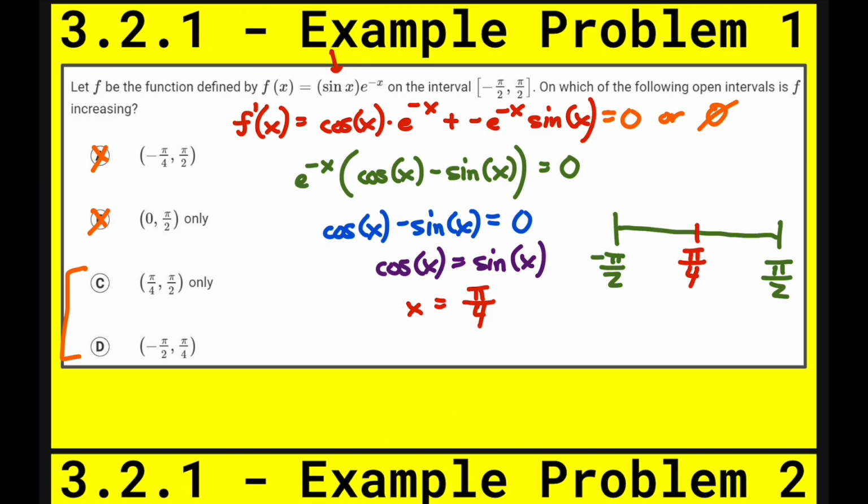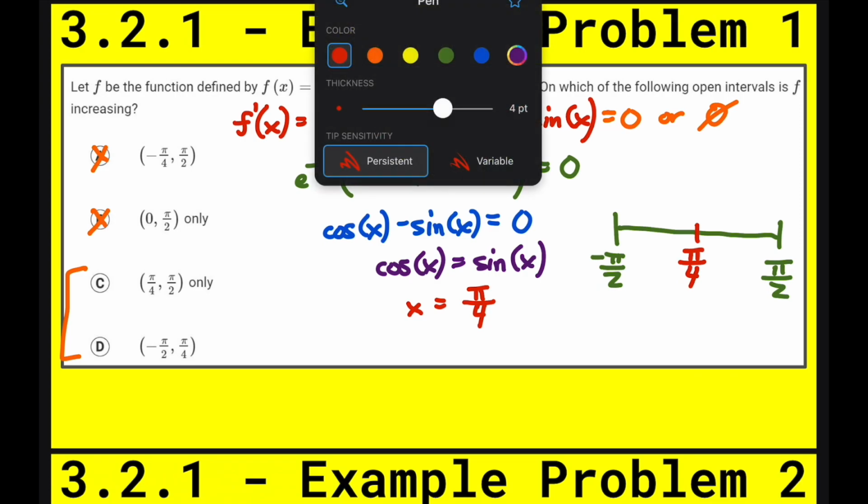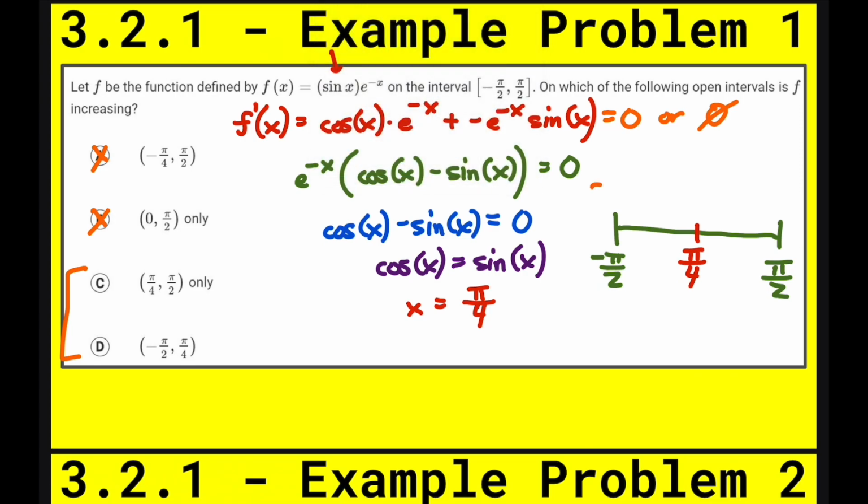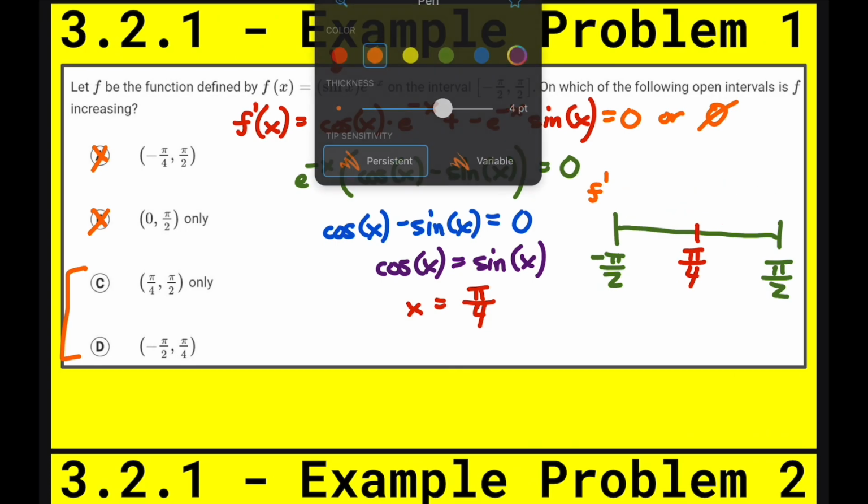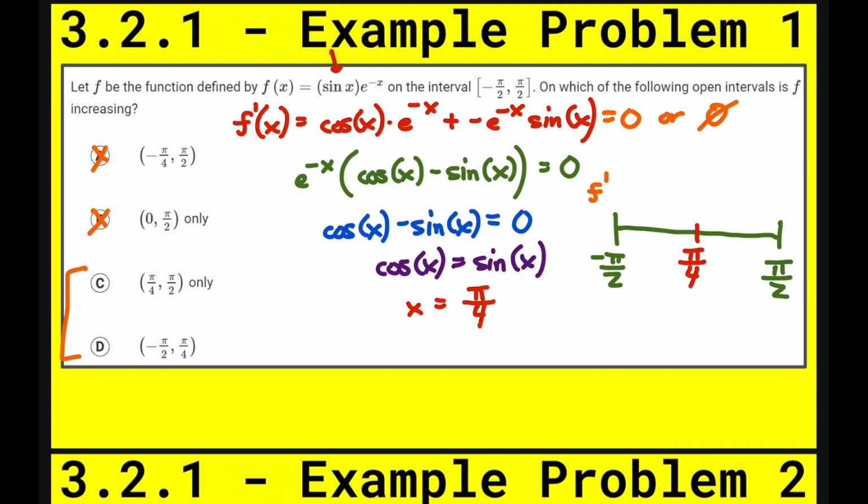Okay, now what we're going to do is we need to test the intervals and figure out what is going on. Let me write it down right here. What is the derivative doing here in this interval and here in this interval? Because if we know what sign the derivative has, positive or negative, then we know what f is doing, whether it's increasing or decreasing.